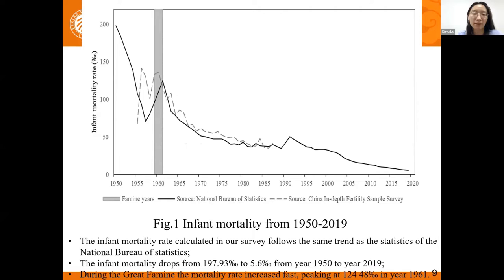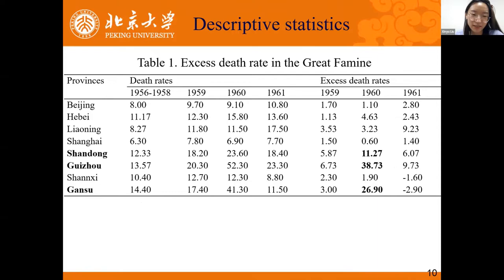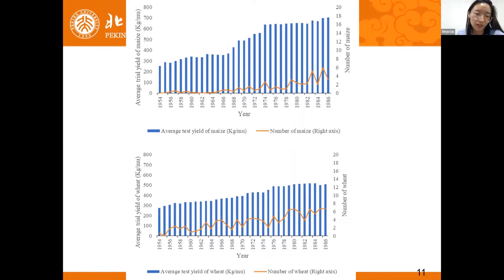We can see from this picture that the infant mortality rate calculated from the survey follows the same trend as the statistics of the National Bureau of Statistics. And the infant mortality rate drops from 1950 to 2020. And this is the excess death rate we calculated during the Great Famine. And we can see that Shandong, Guizhou, and Gansu provinces have the highest excess death rates. And this is the data we used as an indicator of the high yielding variety. The first one is the average test yield of maize or wheat. And the second category is the number of maize or wheat varieties.